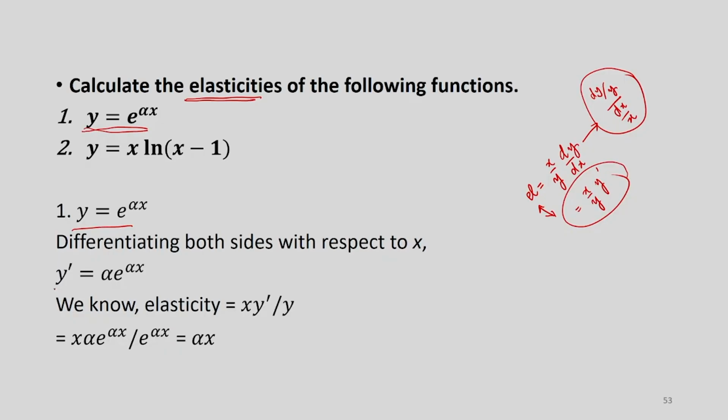So, first I have to find out what is y dashed, the first derivative of the function, and that is simply in this case alpha multiplied by e to the power alpha x. Once y dashed is found out, I substitute that here, and this is going to give me x multiplied by alpha multiplied by e to the power alpha x divided by y. y is e to the power alpha x. So, e to the power alpha x will get cancelled from the numerator and the denominator. Therefore, the answer is simply alpha multiplied by x.